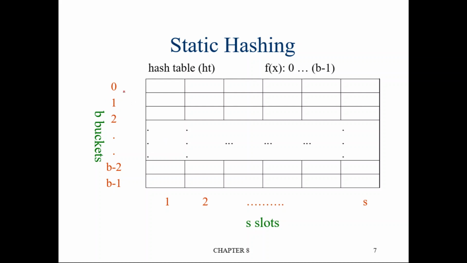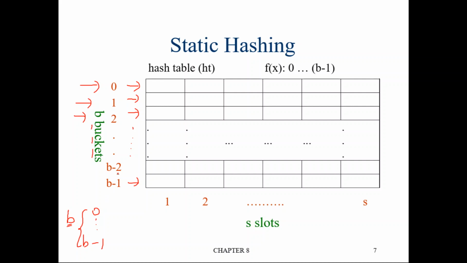A hash table can have several rows. Here we are assuming that the hash table contains b rows, starting from 0 to b minus 1. Totally, there are b rows. Each of these rows is called a bucket. So this is one bucket, this is one bucket, like that we have b buckets, and these buckets are numbered from 0 to b minus 1.